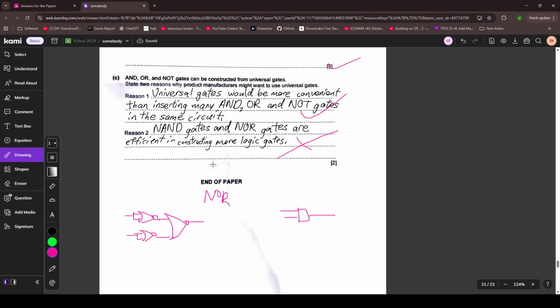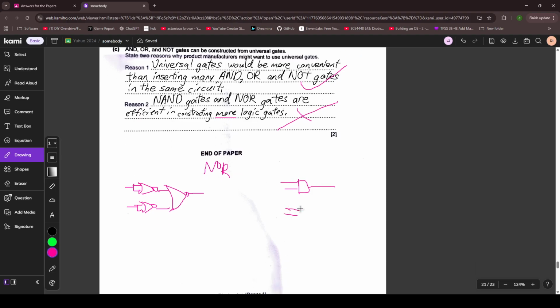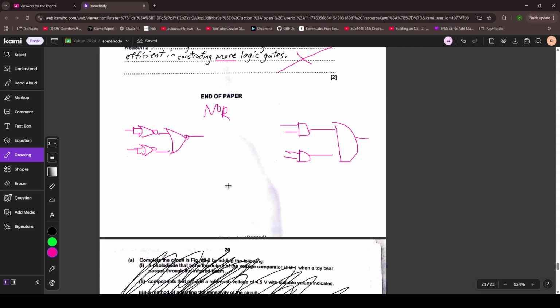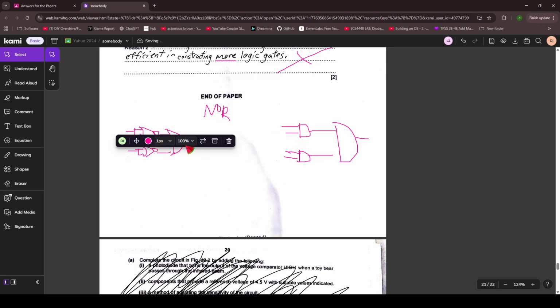But you didn't say efficient in constructing logic gates. You said in constructing more logic gates. So let's have more AND gates then. So how would you construct this? Can I? Yeah, I can select. Okay, why is that connected? What? Okay, can I unconnect them? Okay, I think you understand what I'm trying to say, okay?